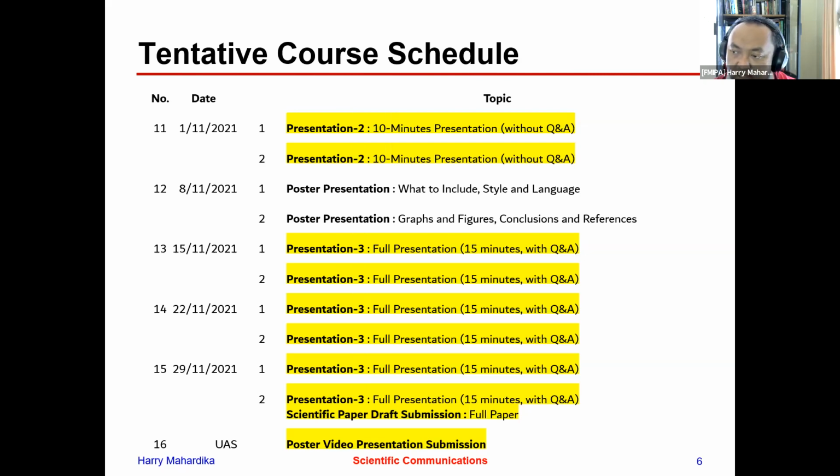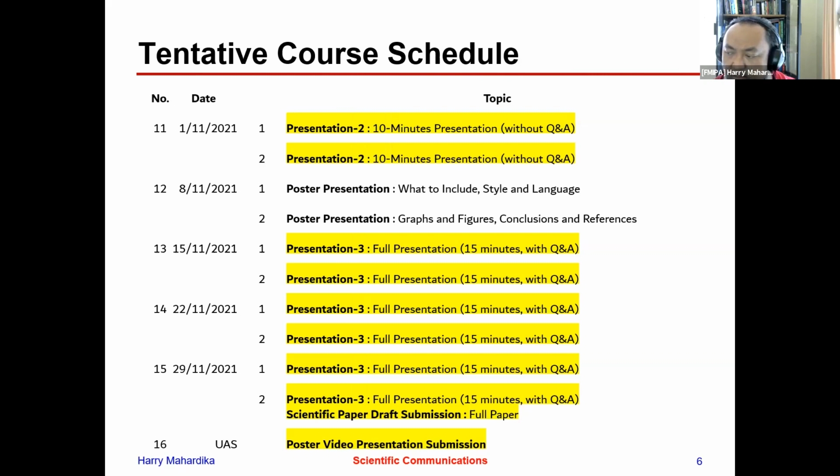However, if there is an improvement of condition, or if there is news from ITB that tells students to come back to campus in a controlled manner, then probably we're going to have an offline poster presentation in the finals period. So your final exam period this semester will be held, I guess, in December.